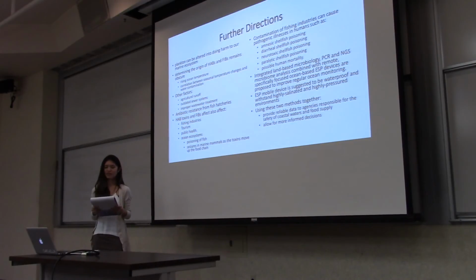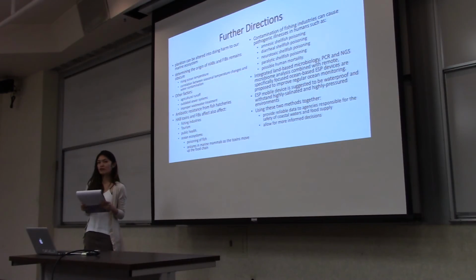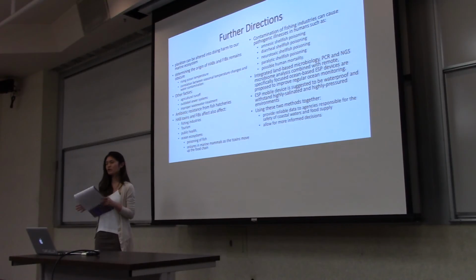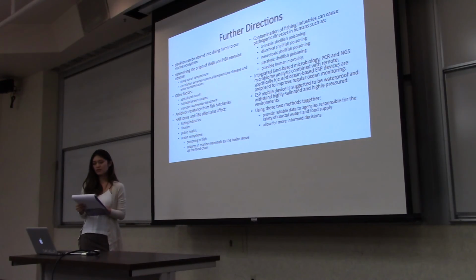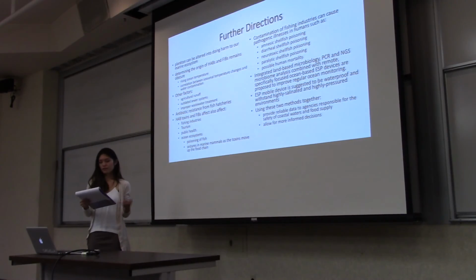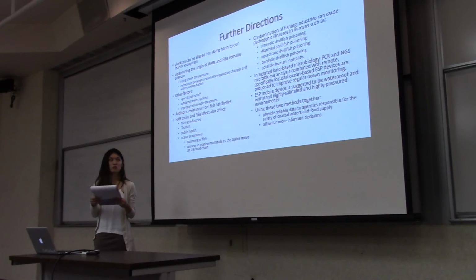Integrated land-based microbiology, PCR, and next-generation sequencing microbiome analysis, combined with remote, specifically focused ocean-based ESP devices, are proposed to improve regular ocean monitoring. Using these two methods together provides not only reliable data to agencies responsible for the safety of coastal waters and food supply, but also allows for more informed decisions. If we have this device, we can speed up the process. We don't need to bring samples back into the lab to do PCR testing when the device already does it for you and provides you data instantly. And so we can jump immediately to microbiome testing for further study.